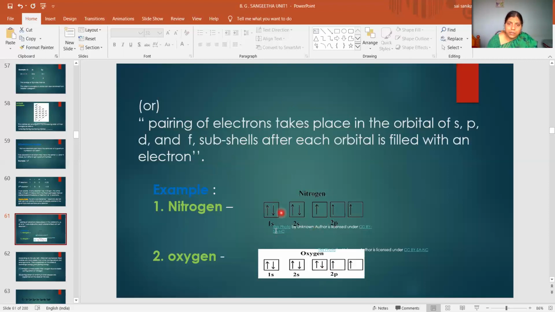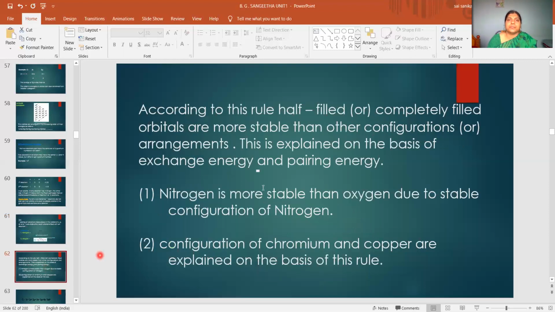So here is Hund's rule. While writing the electronic configuration, we follow Hund's rule. Pairing takes place after each orbital in a subshell has received one electron. Then only will pairing start. According to this rule, half-filled or completely filled orbitals are more stable than other configurations or arrangements. This is explained on the basis of exchange energy and pairing energy.